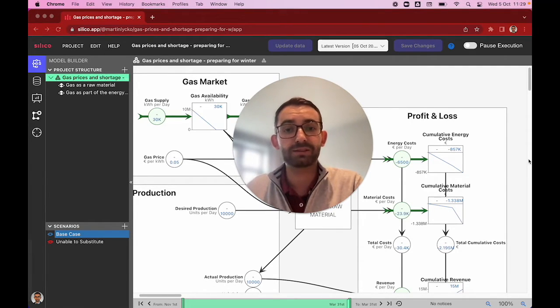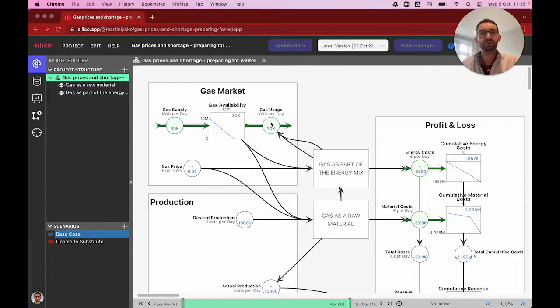Therefore, German companies that use gas as a raw material or to produce energy have been devising strategies to A, mitigate the higher gas prices, but B, also to devise strategies so that they can continue production if supply of gas is restricted. We've created a concept model to test their strategies, which we're going to have a look at in this short video. What we're seeing on the screen here is an overview of the model we've created.